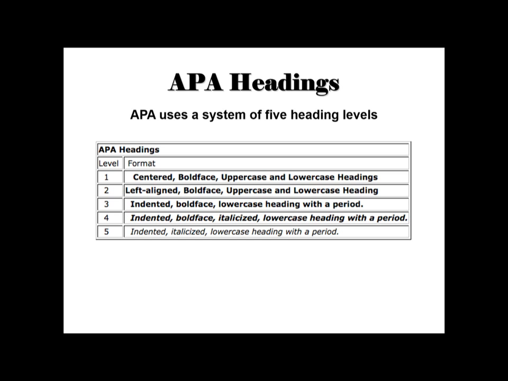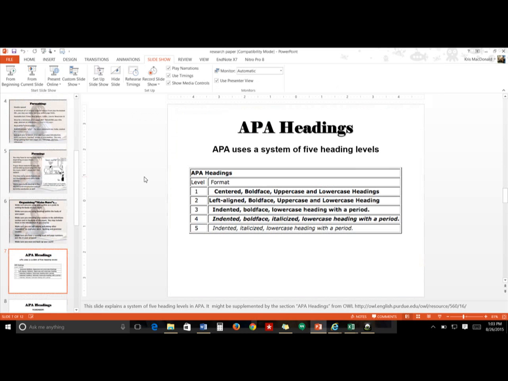Levels 4 and 5 would go deeper into the outline. So level 4 would be your lowercase letters in parentheses, and then level 5, if you did them, would be the lowercase Roman numerals in parentheses. For this paper, I am asking that at the very least you use level 1 headings.